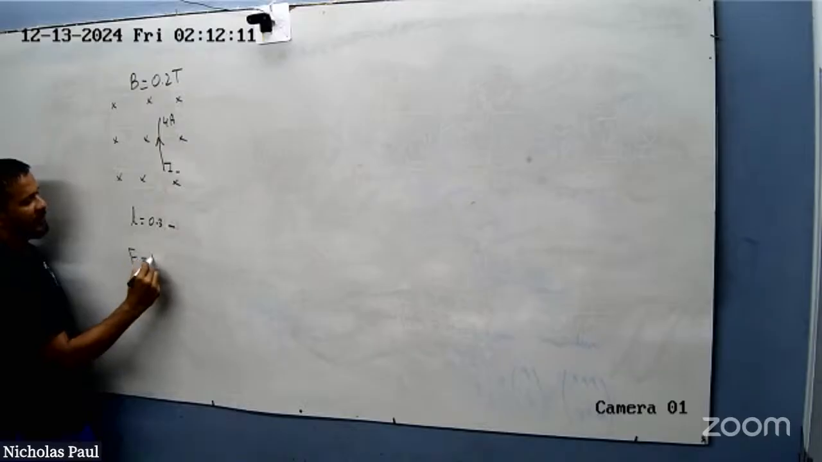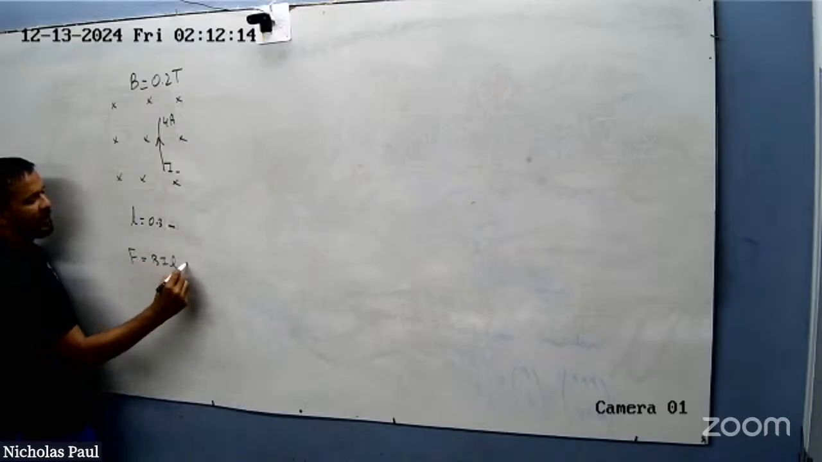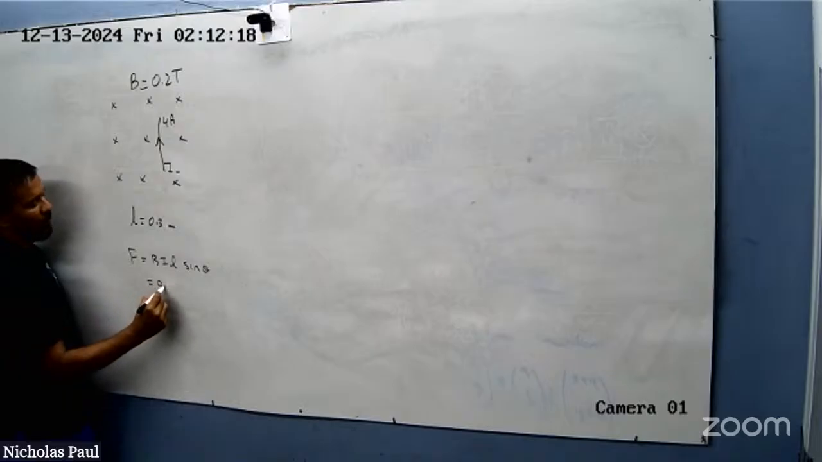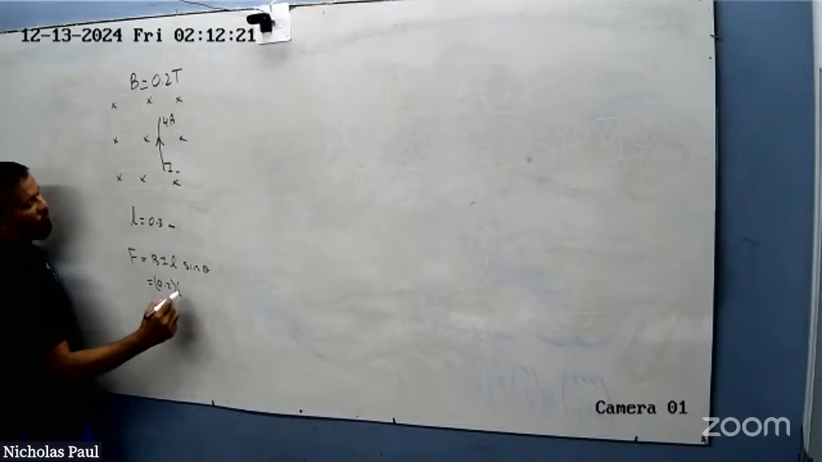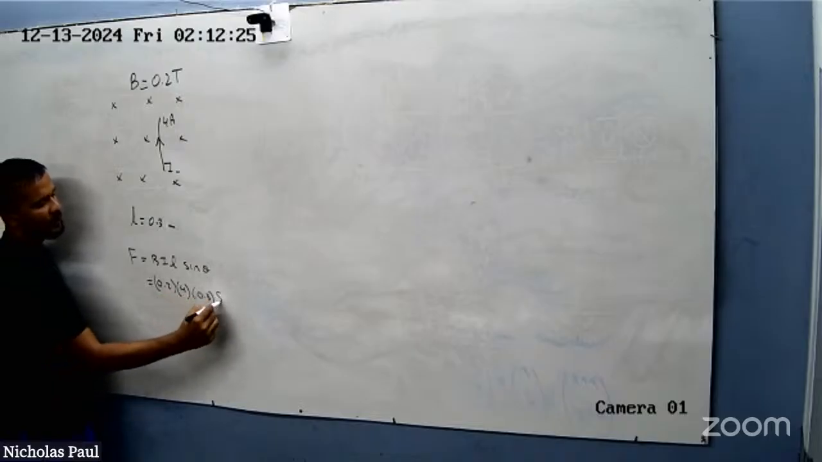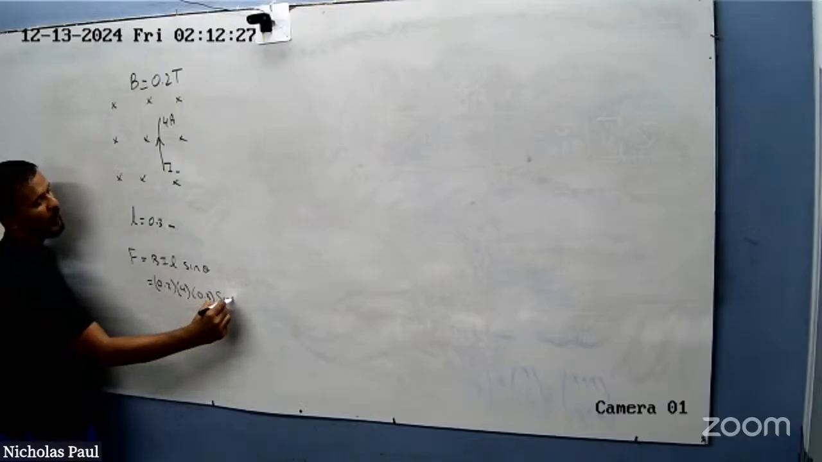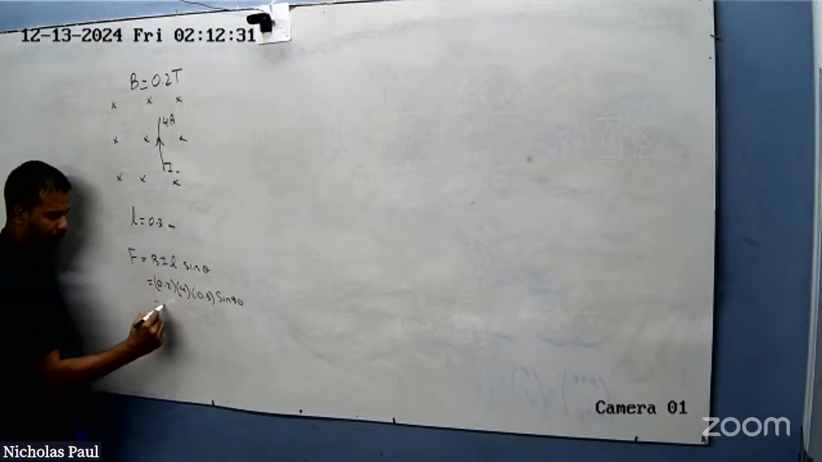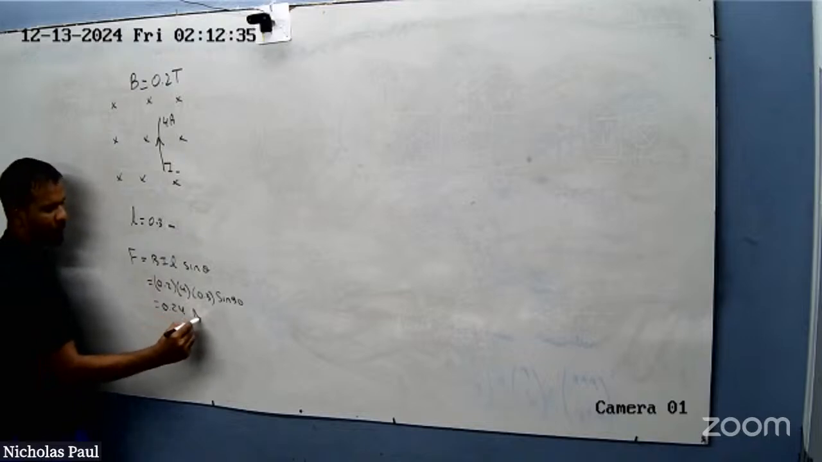So F is equal to B I L sine theta. B is 0.2. I is 4. L is 0.3. Sine 90. How much do you get here? 0.24 Newton.